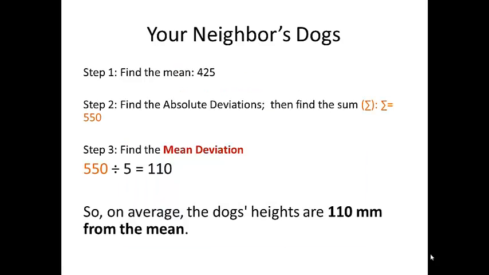Now we are ready to find the mean deviation. In your neighbor's dogs, the sum was 550. We divided that by 5, and we got 110. So on average, the dog's heights are 110 millimeters from the mean.